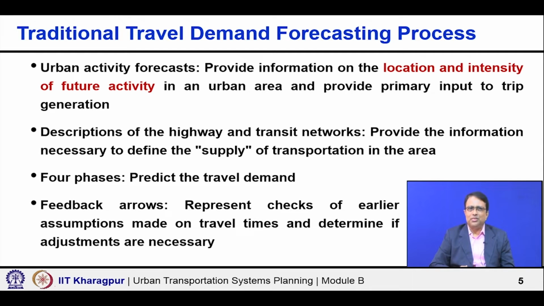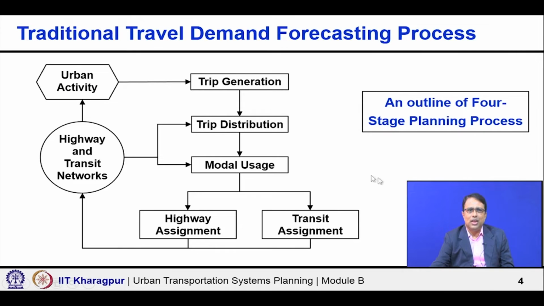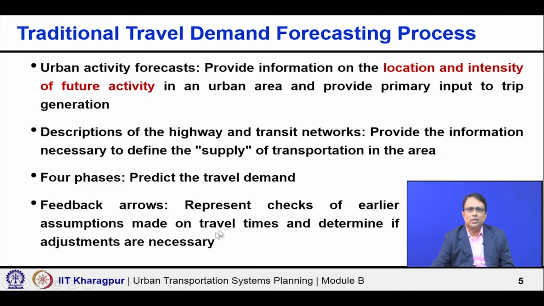And then the 4 phases, which actually try to predict the travel demand, and the feedback arrows, as you said, the arrow is coming back here, right. So, this feedback arrow represents checks on the earlier assumptions made on travel time and determines if adjustments are necessary. As I said, we assumed certain characteristics of the transportation network and accordingly assumed some travel time, travel cost, and based on those, we did distribution, we did mode choice, we need traffic assignment also after that.